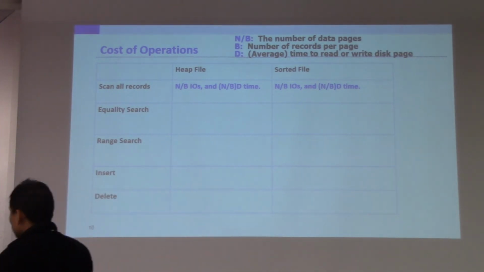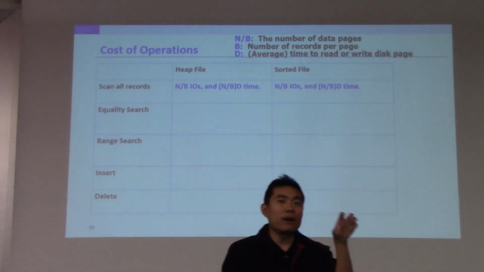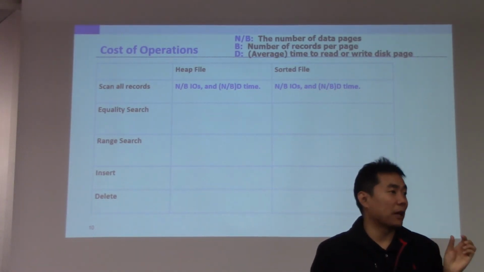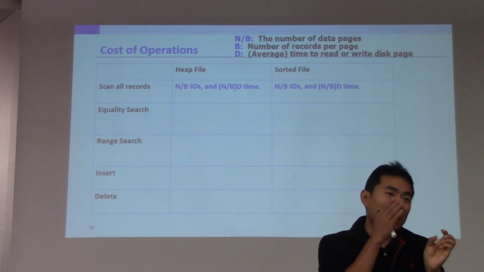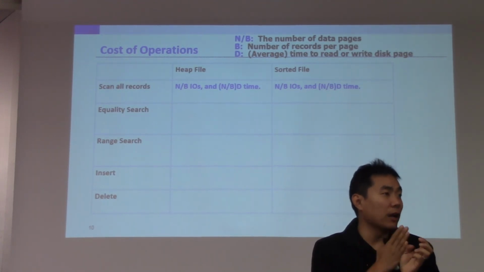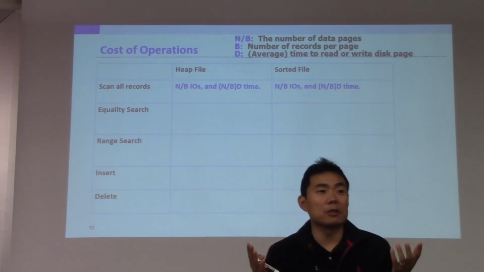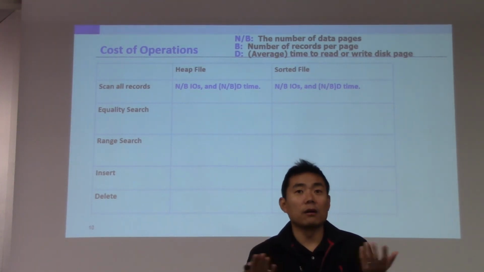Then what's the cost of doing an equality search on a heap file? In the worst case, you have to scan all records, right? Worst case, you have to scan everything. What's the best case? You're very lucky and find the record you're searching for in the very first page you read. And the fact that you can stop right after that is because you know there's only going to be one matching record. Once you find it, that's it. So the best case is 1, worst case is N over B. What's the average case? Half of N over B.